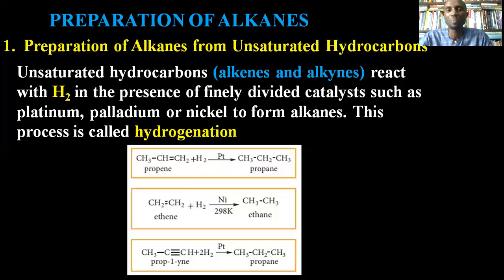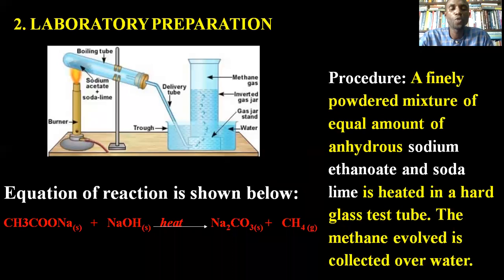Another very important and crucial method is laboratory preparation. Number 2 is the laboratory preparation of alkane. How do we prepare alkane in the lab? We can see a setup with a Bunsen burner, retort stand, and the apparatus well set up, including the delivery tube and trough, the inverted gas jar with water in it, and boiling tubes.